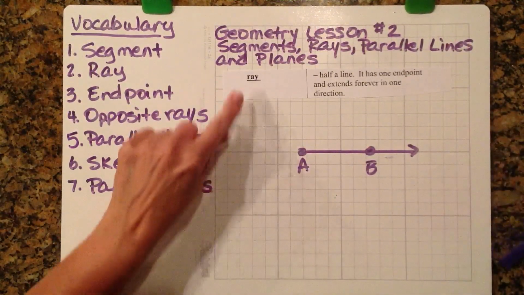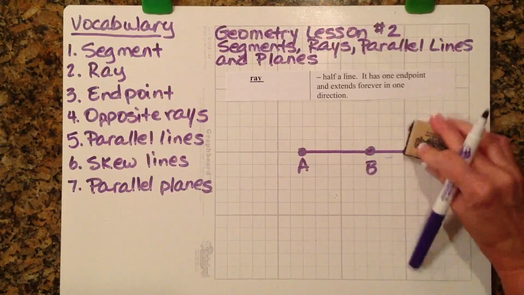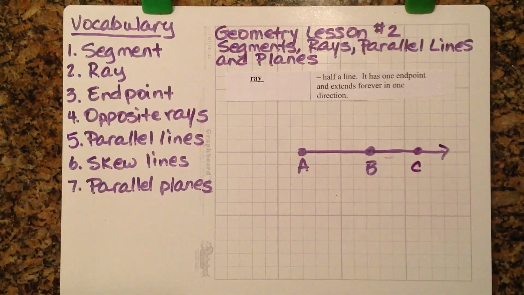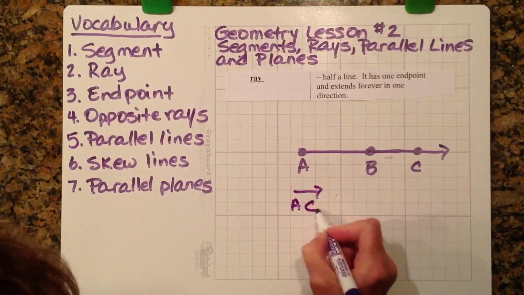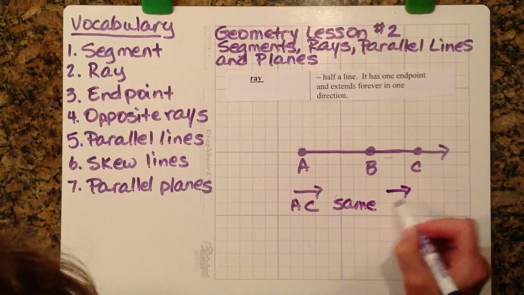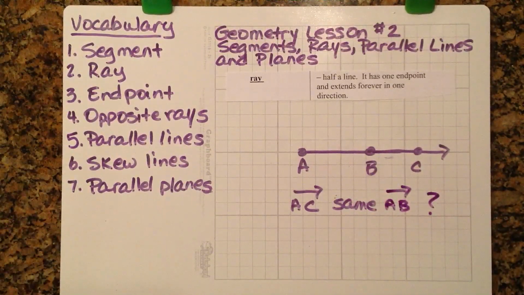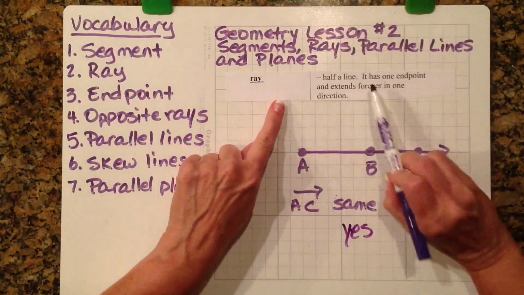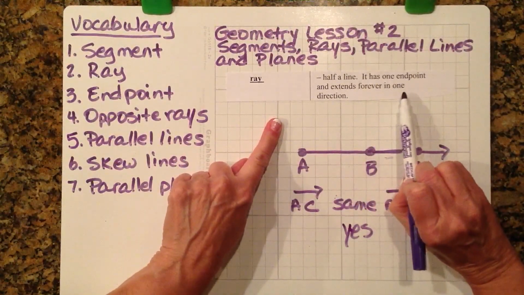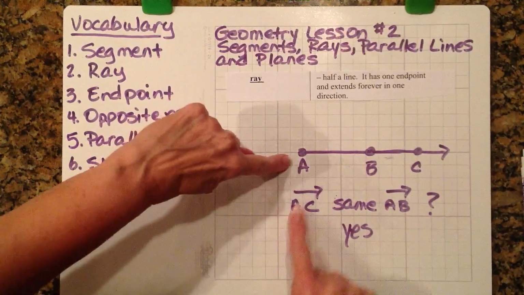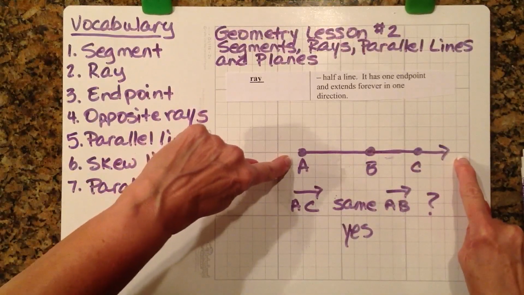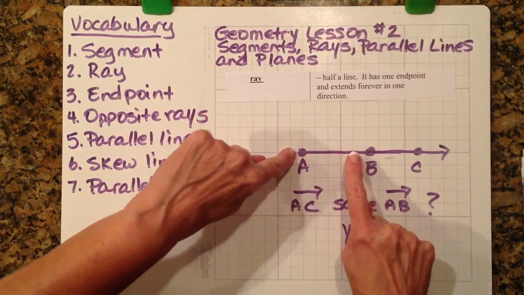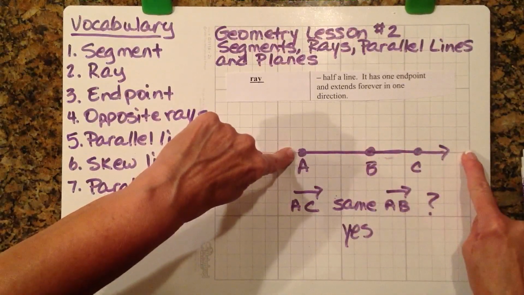Okay, let's do another example. Let's add a C here. Okay. Is ray AC the same as ray AB? Are they the same? Ray AB and ray AC. Yes, they are. Notice it has one endpoint and extends forever in one direction. So if it starts here at A, it's going all the way through B and going to C. So that's ray AC. This is the same thing. It starts at A and it goes all the way across through B and C. Goes on forever and ever and ever.